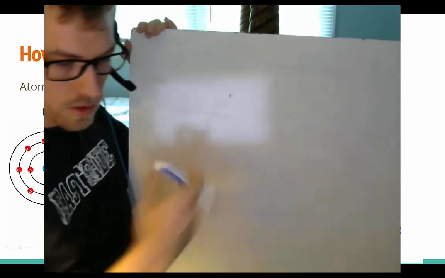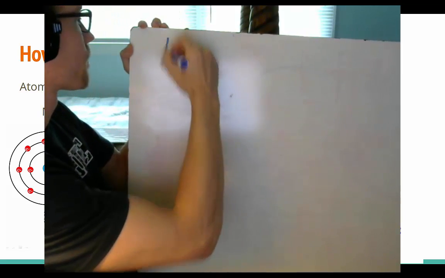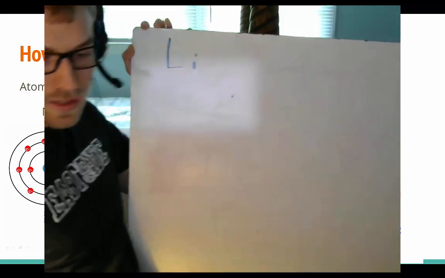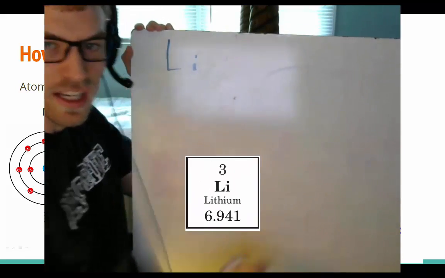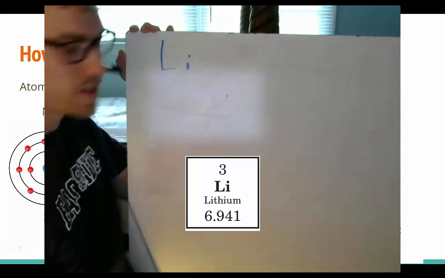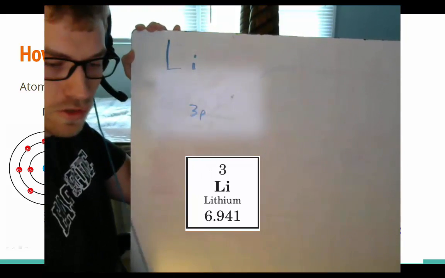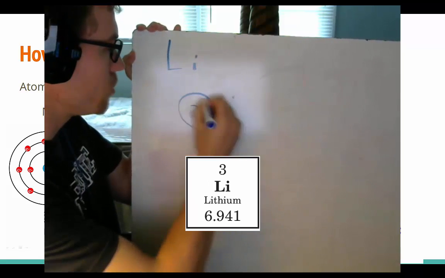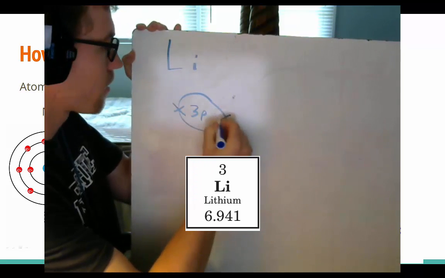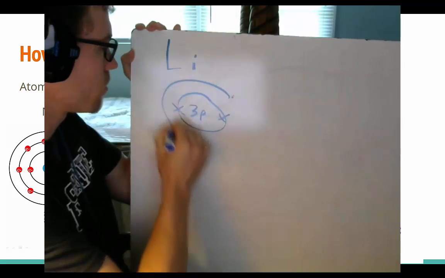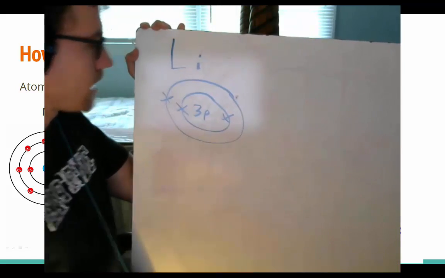Okay, so let's take a look at lithium. When we look at the periodic table, it has an atomic number of 3, so that means it has 3 protons. So it's going to have 3 protons in the nucleus. I'm not going to worry about the neutrons right now. And in a neutral element, it's going to have 3 electrons: 2 in the first energy level, 1 in the outer level.